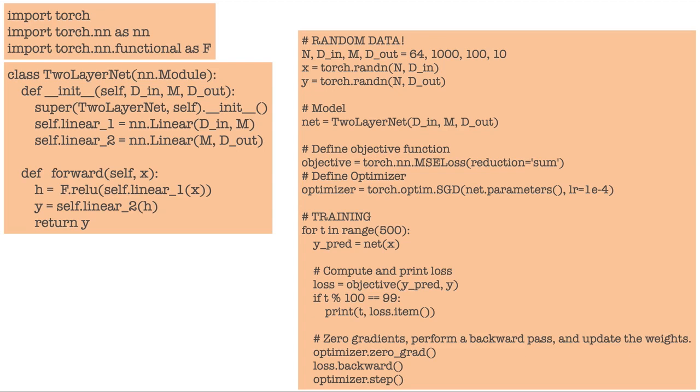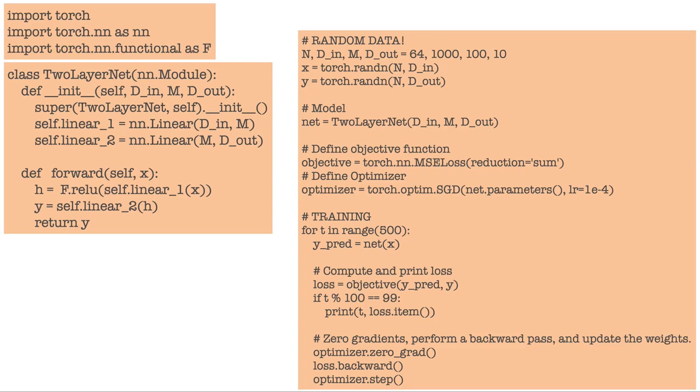This is random data consisting of 1000-dimensional input and 10-dimensional output. We have 64 data points and we have 100 hidden units. We generate them totally at random, it doesn't matter.